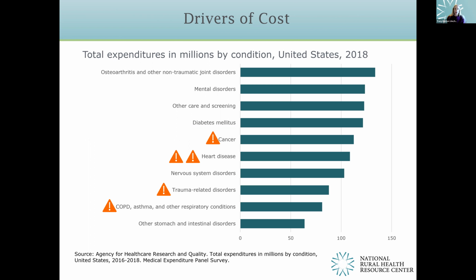When we lay on top of that those 5 leading causes of death in rural America, here denoted by the orange triangles, we can see that cancer, heart disease, and stroke, trauma-related disorders, or those unintentional injuries, and then those lower respiratory disorders are among the top 10 total expenditures of costs of healthcare in rural America. And that's why population health is even more important.